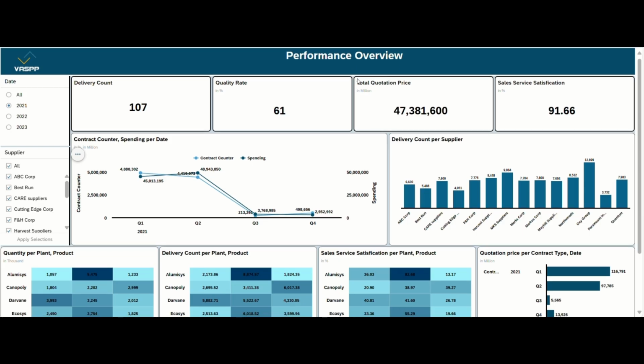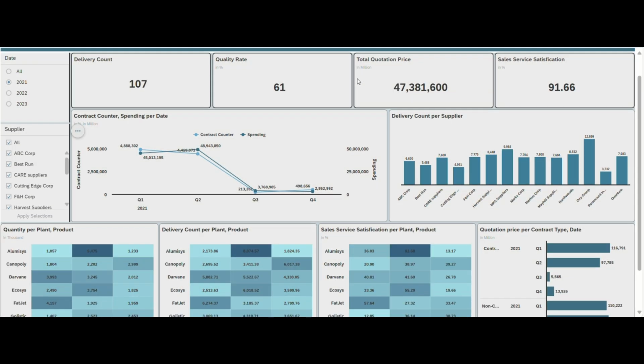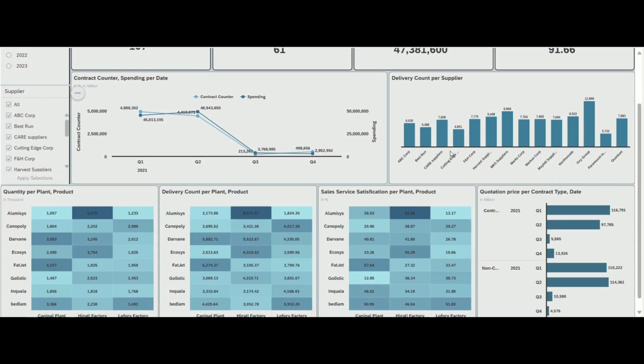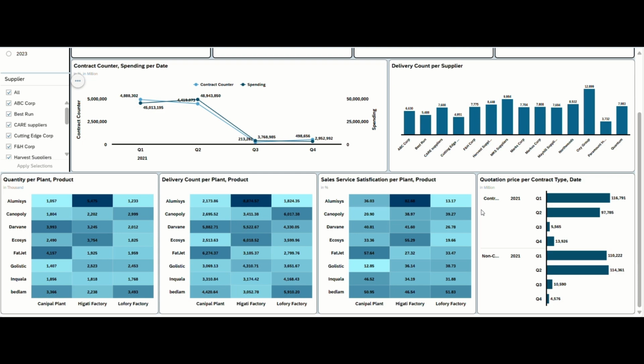Strategic sourcing is another powerful benefit. By analyzing how spend and quotations vary by contract type and time, you can fine-tune your sourcing strategy, prioritize contracts that deliver value, identify cost-saving opportunities, and ensure that procurement aligns with business goals.